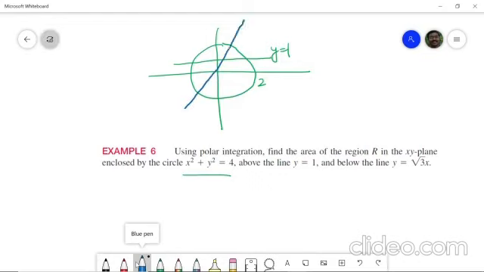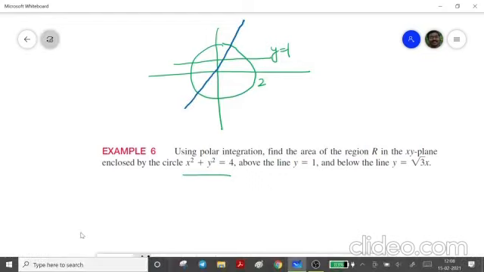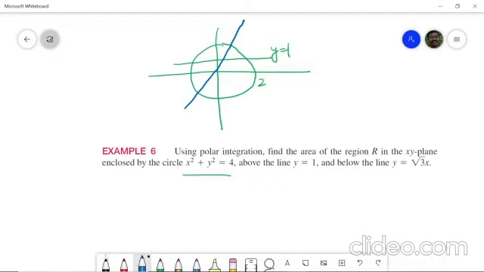So for the required region, now you can just verify what it will be. The required region is inside the circle anyway. It is above the line y is equal to 1 and below that one. So I hope this is the region. I hope the region is clear. So this is how we will do it. Okay, now we'll try to write down the limits.